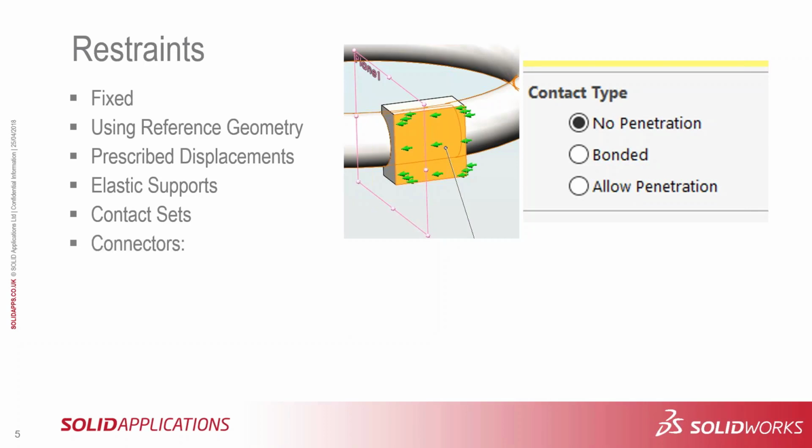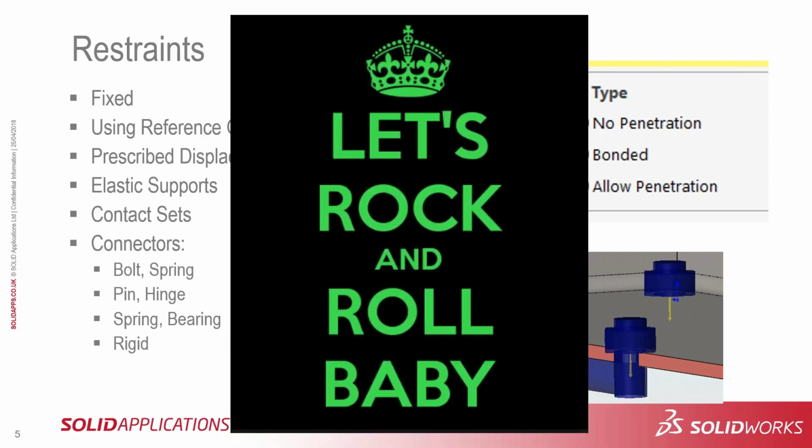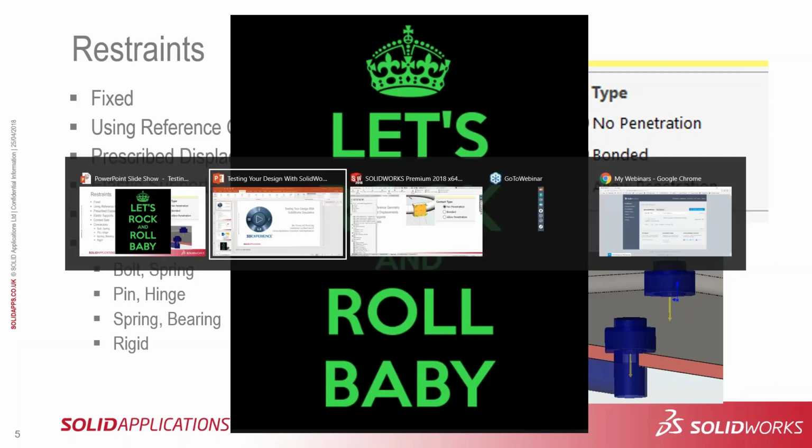We have many different kinds of connectors. We have bolt connectors. You can see pictures of bolt connectors in a sheet metal part here. Spring connectors, where you define the spring constant. Pin connectors, hinge connectors, bearing connectors, like I said, spring connectors, rigid connectors, and several more types of connectors. So what I'm going to do here is I'm going to move over to SOLIDWORKS, and I'm going to just begin to show you a little bit about what we're talking about here.